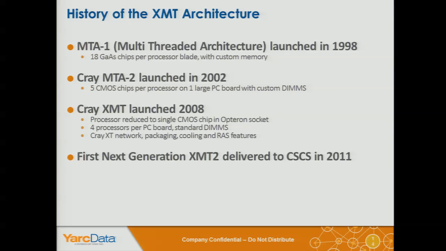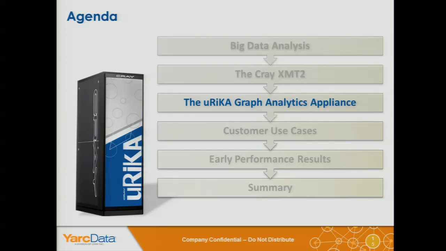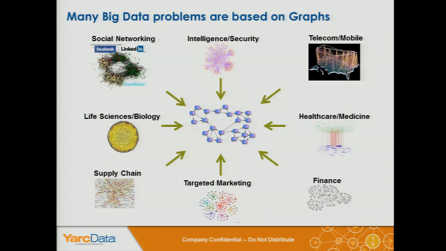And I'm proud to say that the XMT2 is an upgraded chip with some more features using XT5 technology. And the very first next generation XMT2 was delivered here to CSCS in 2011. So the last time I was here, we were here to celebrate the launch of the very first XMT2.